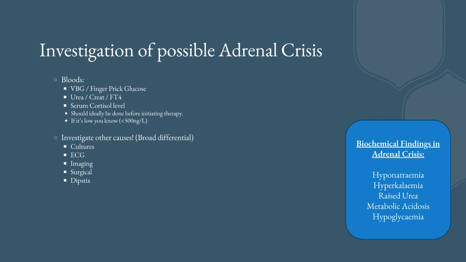Formal bloods: a urea, a creatinine, and a free T4. Because these patients have problems with aldosterone, they do get effectively pre-renal because of the effects on the afferent arteriole in the kidney. So urea and creatinine are both important. And then, very similarly to an adrenal crisis, you can see patients who present very similarly in a hypothyroid crisis as well.